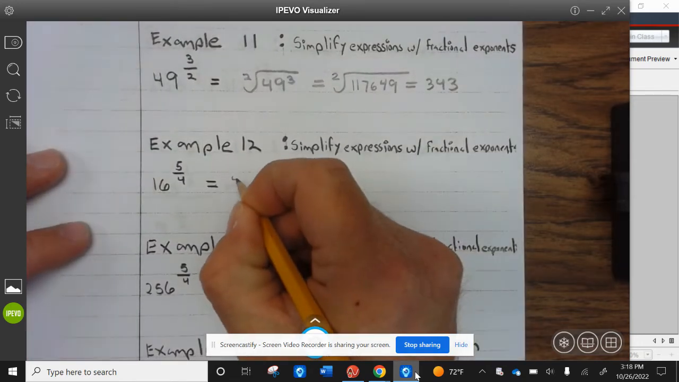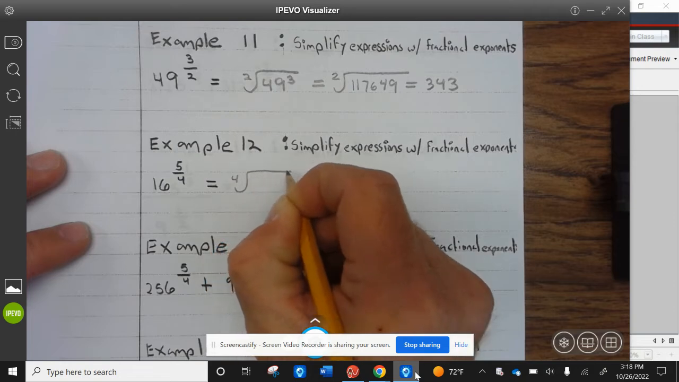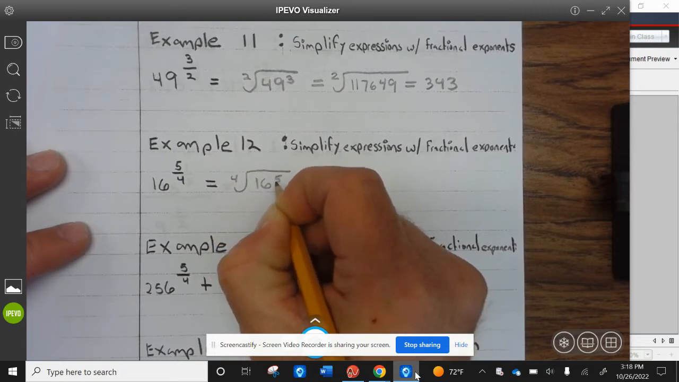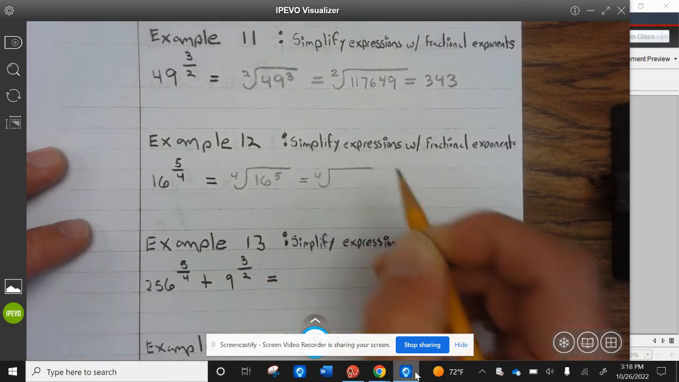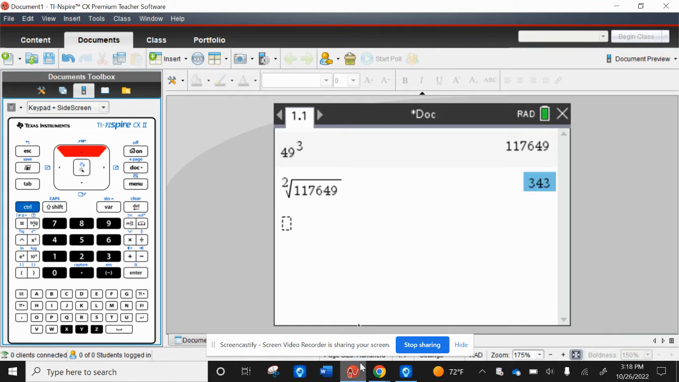So this becomes the fourth root of 16 to the fifth power. So then that's the fourth root of, let's go ahead and put 16 to the fifth power in our calculator. So 16 to the fifth power is 4. So then we do control fourth root of, and I can actually highlight that, press enter, so that equals 32.